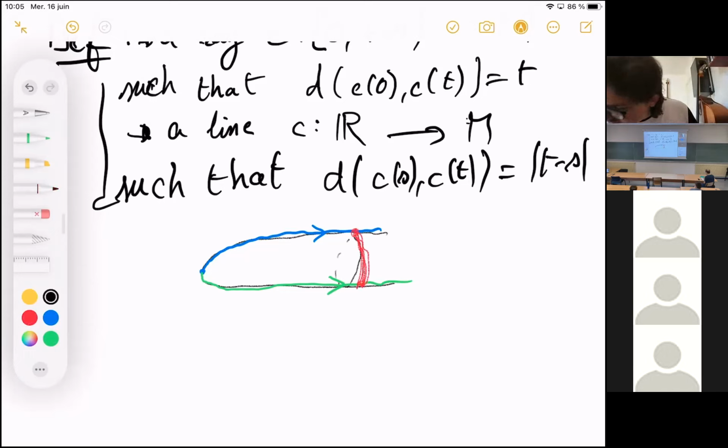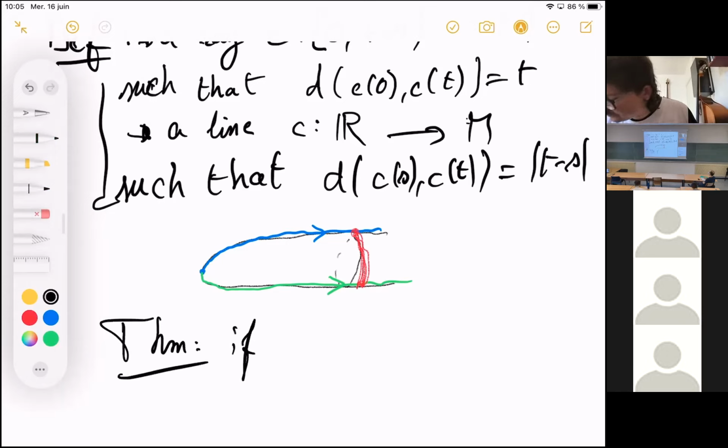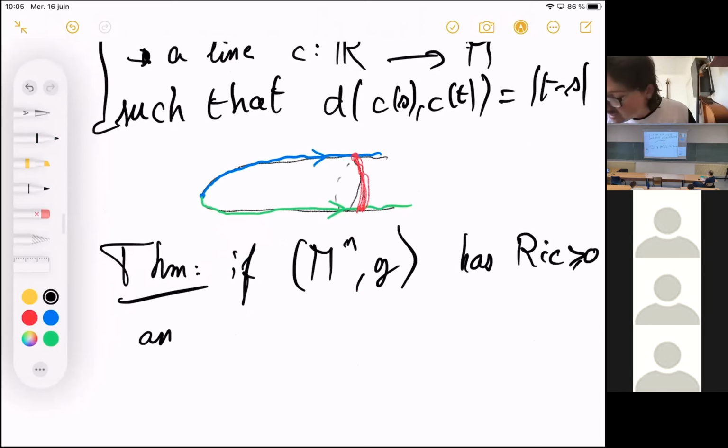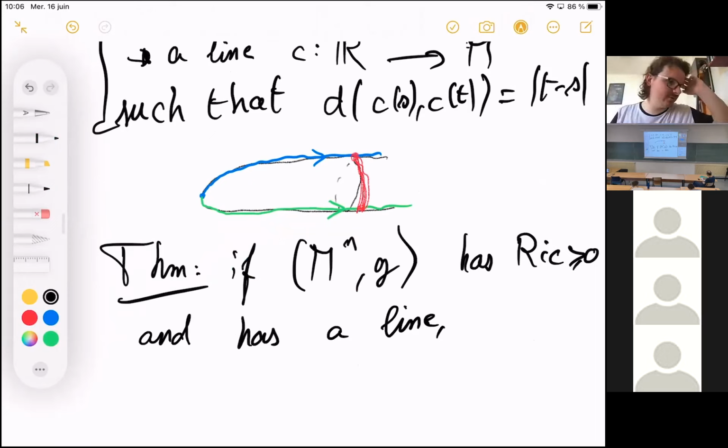Okay, now let's give the statement of the theorem. It's the Gromov splitting theorem. So if M, g has non-negative Ricci curvature, is complete, I always assume completeness, and has a line. So basically it's a limiting case of the Myers theorem.